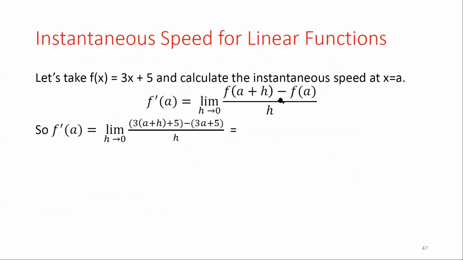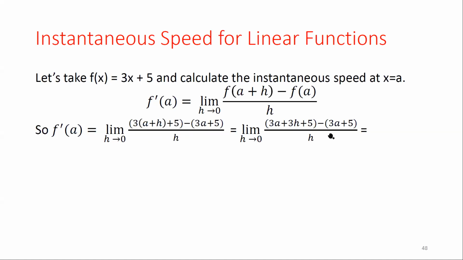So it's the change in distance over the change in time. If I plug in a plus h, I get 3 times a plus h plus 5, minus 3a plus 5. How would you multiply out 3 times a plus h plus 5? So 3a plus 3h plus 5. Good. So you have 3a plus 3h plus 5 minus 3a plus 5, all over h.